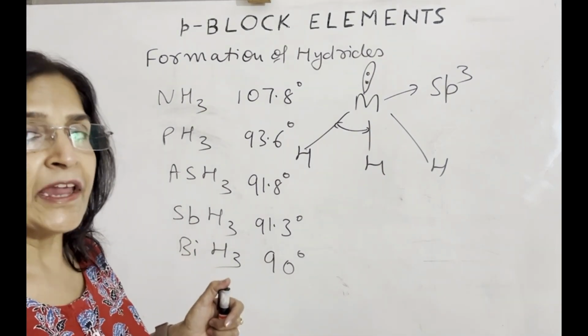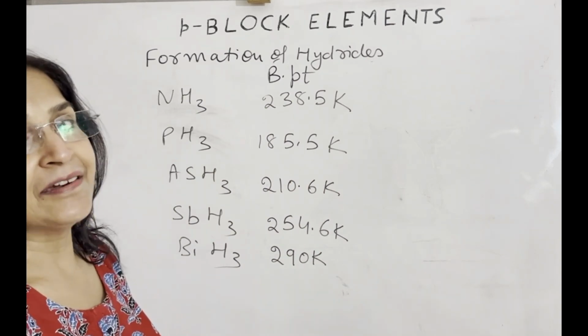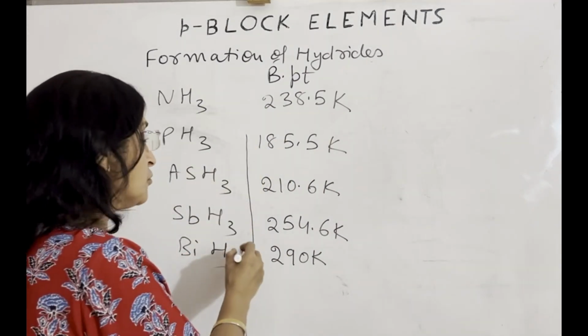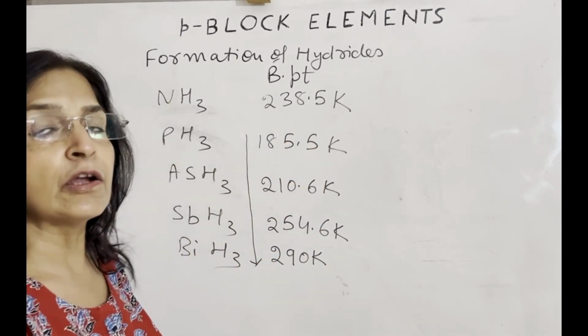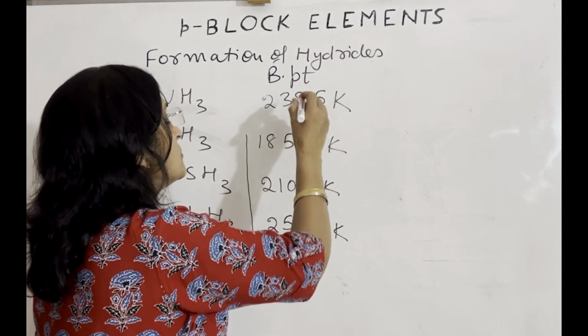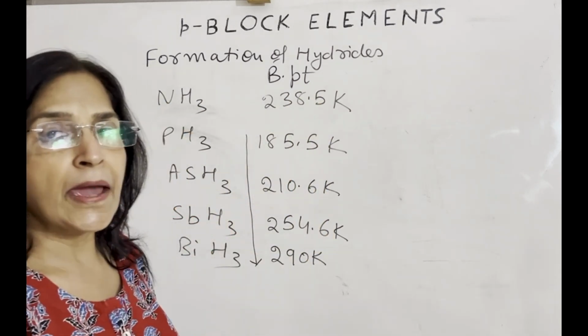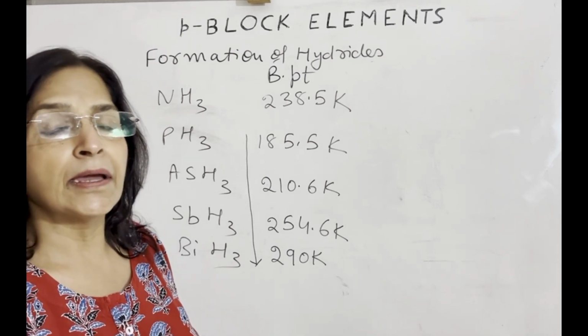Now we will discuss boiling point of these hydrides. These are the values of boiling point of these hydrides. As we move from phosphine to bismuthine, the boiling point is increasing in regular trend. But the boiling point of ammonia is more than phosphine. Why? Because in ammonia the molecules are associated to each other by hydrogen bond.